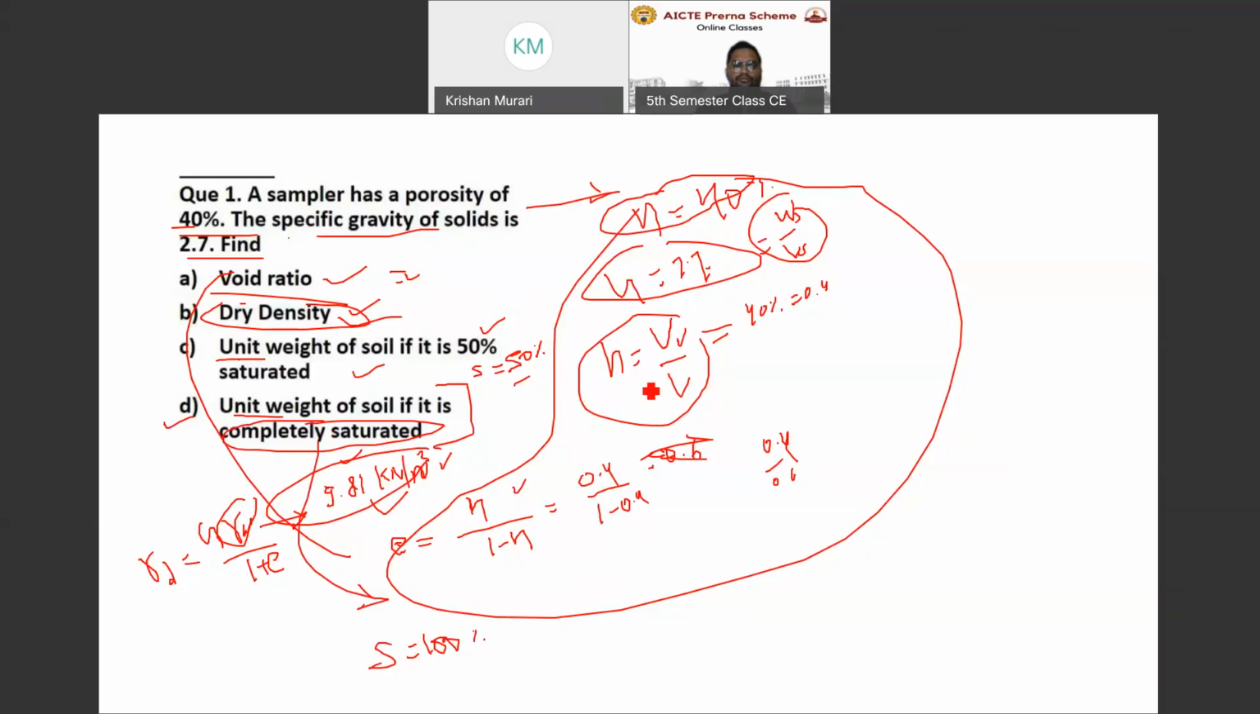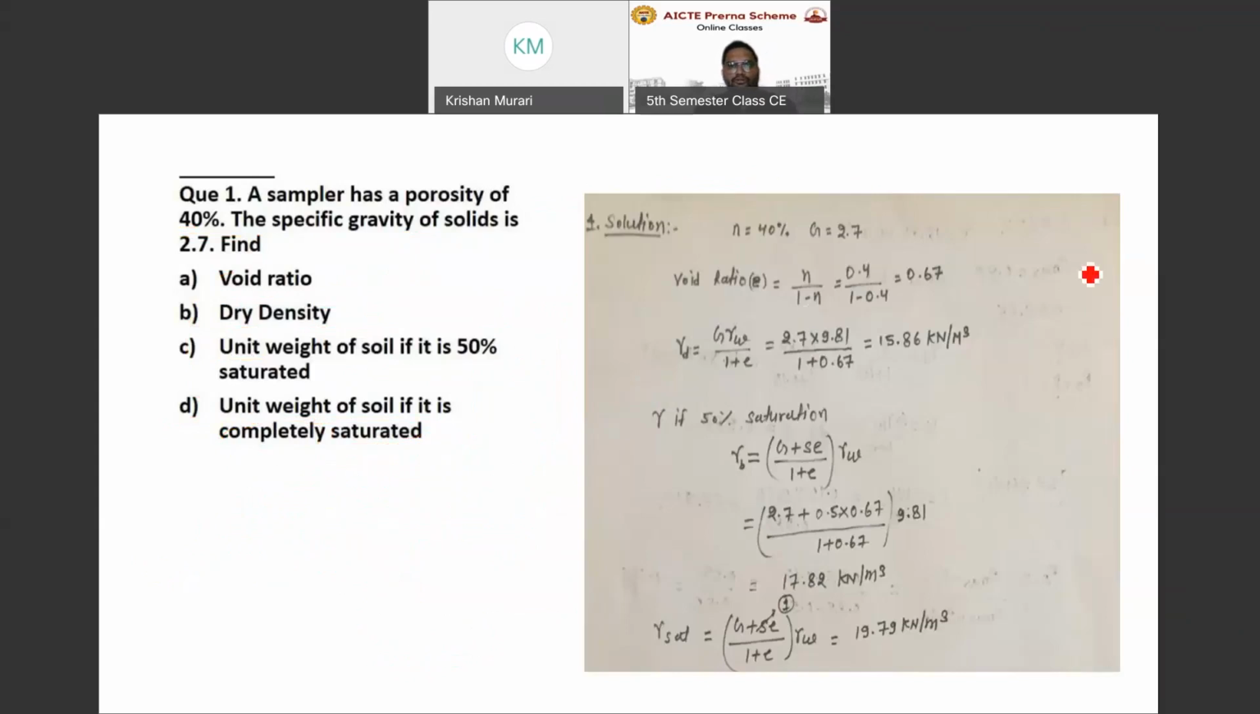Okay, so now we can solve it one by one. That solution is also there. What is the given data? Porosity is 40%, and G is 2.7. So firstly, the first term is void ratio. What is the void ratio? e equals n upon 1 minus n. Here n is 40%, that means 0.4, and 1 minus n is 1 minus 0.4. So you can calculate these values: 0.4 upon 0.6, that is 0.67. That value is 0.67. You can easily find the void ratio.